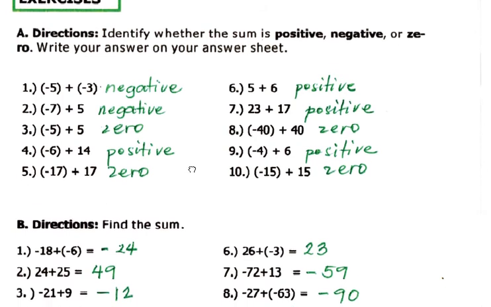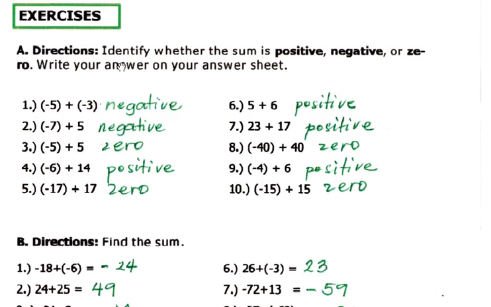For exercises A, direction: identify whether the sum is positive, negative, or 0. Write your answer on your answer sheet. For number 1, -5 plus -3. Obviously, the answer is -8, so it's a negative answer. Number 2, -7 plus 5. The answer is -2, so it's negative. Number 3, -5 plus 5. These are additive inverses of each other, so we have 0.